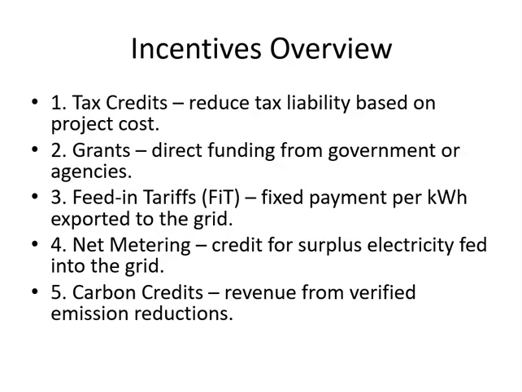Incentives can make or break your ROI. Tax credits lower your tax bill based on project cost. Grants are direct funding from government or agencies. Feed-in tariffs pay you a fixed amount for every kilowatt hour you send to the grid. Net metering gives you credits for excess electricity that you generate and feed into the grid. And carbon credits can be sold for additional revenue if your project reduces emissions.